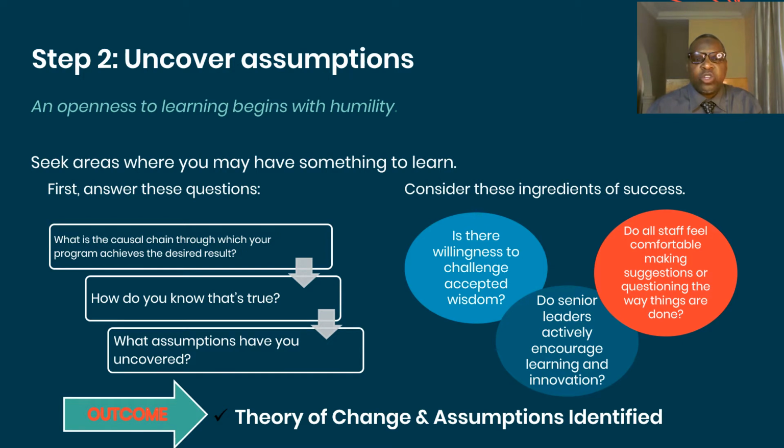1. What is the causal chain through which your program achieves the desired result? 2. How do you know that's true? And 3. What assumptions have you uncovered? It's also critical that you consider the following ingredients of success. Asking yourself whether there is willingness to challenge accepted wisdom. Do all staff feel comfortable making suggestions or questioning the way things are done? Or do senior leaders actively encourage learning and innovation? At the end of step 2, you will have your theory of change and assumptions clearly defined.